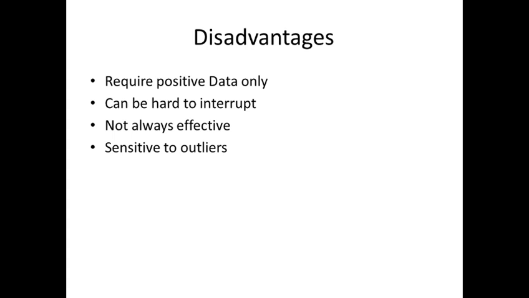For example, take one scenario. Suppose you have income data. Most values are between $20,000 and $100,000, but a few are $1 million. The Box-Cox transform might pick a very small lambda or a log-like function just to handle the high income outliers while distorting the majority distribution. That's why it is sensitive to outliers.